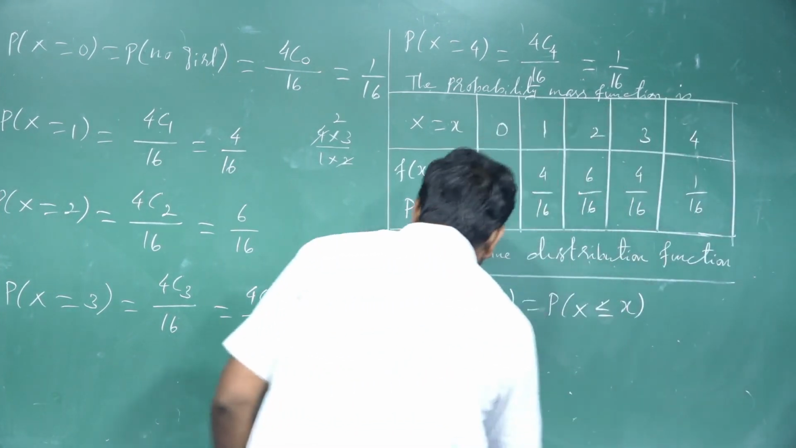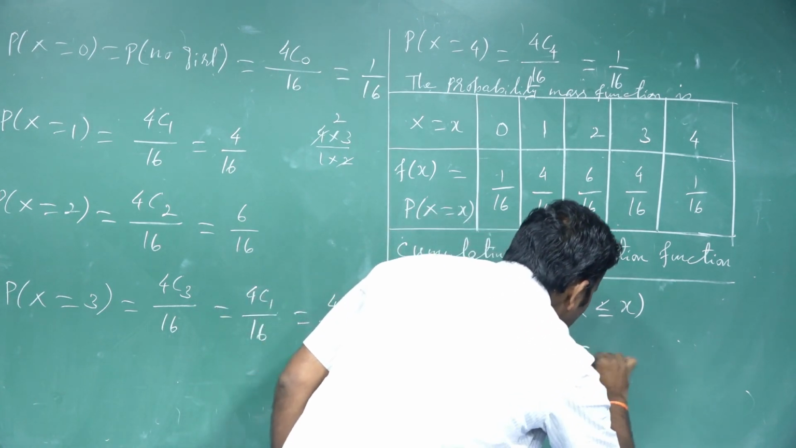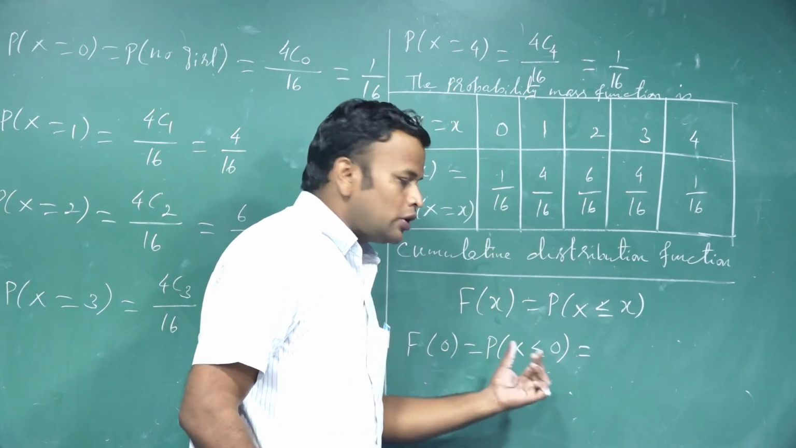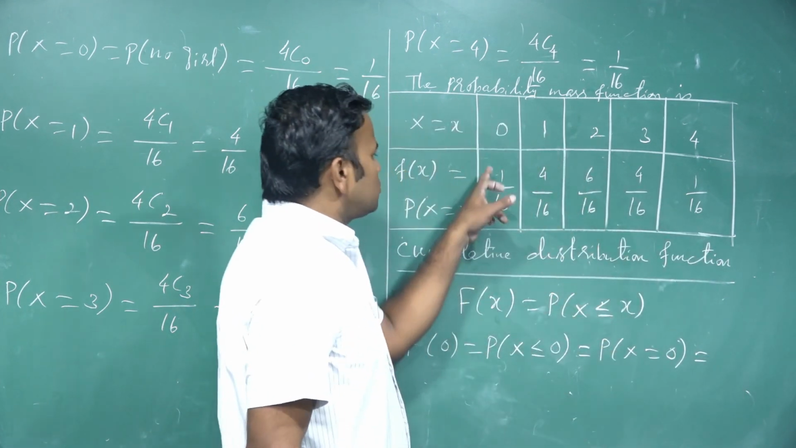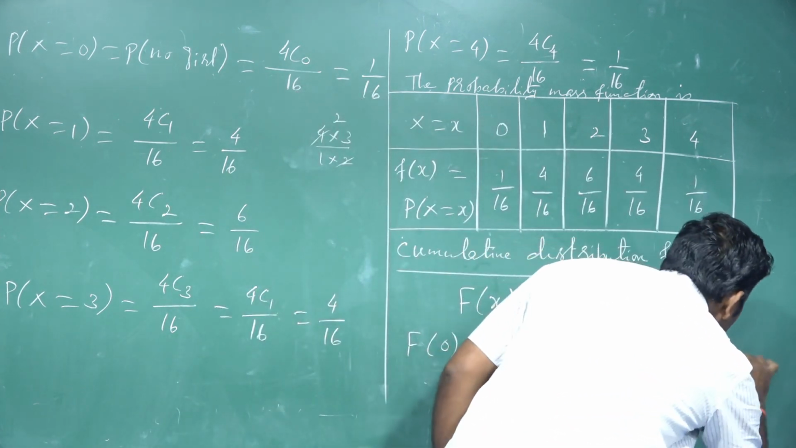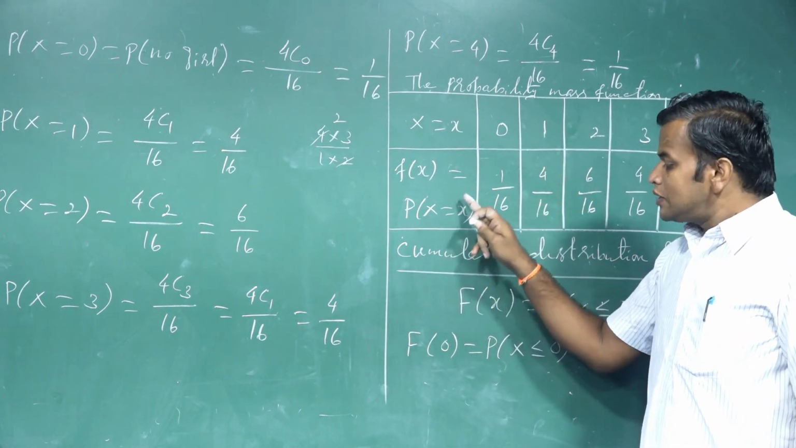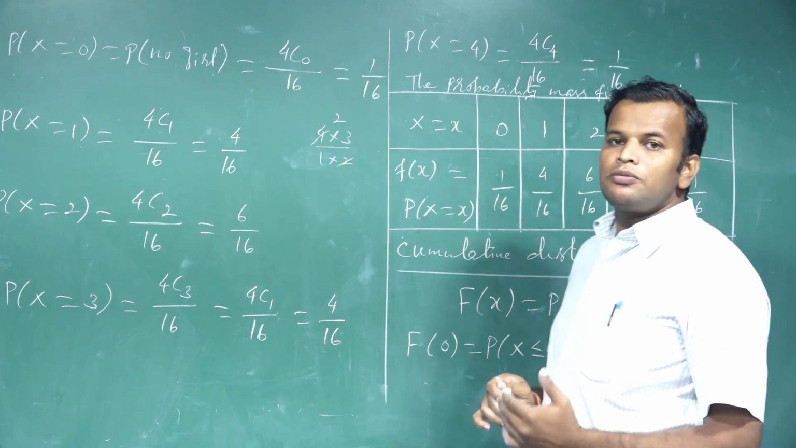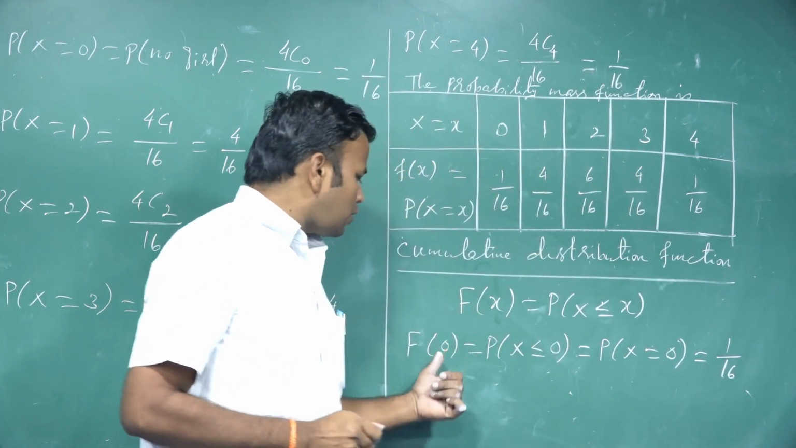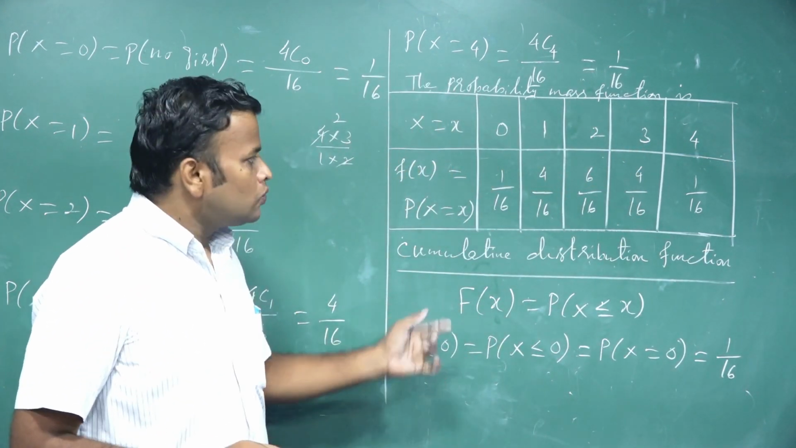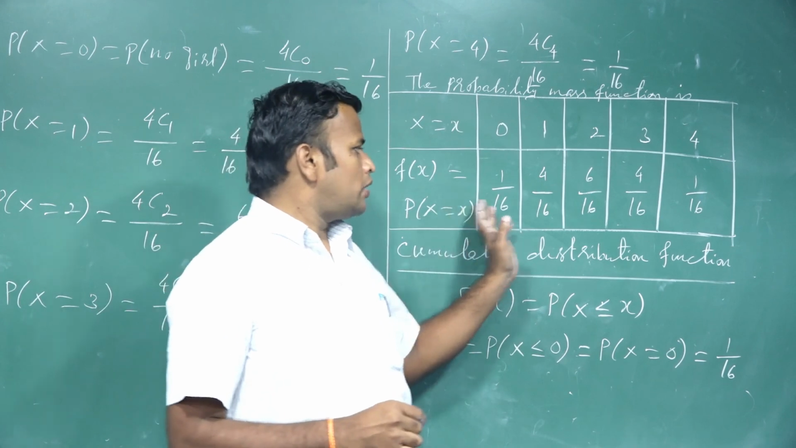For the first one I find F of 0: P of x less than or equal to 0. But the least value of x is 0, so less than or equal to 0 is nothing but x is equal to 0. P of x is equal to 0 has probability value 1 by 16. Next, to find F of 1: P of x less than or equal to 1 means it may be 1 or less than 1. Less than 1 means 0. So we find F of 0, F of 1, F of 2, up to F of 4. The final value of F of 4 will come to 1, because we add all.